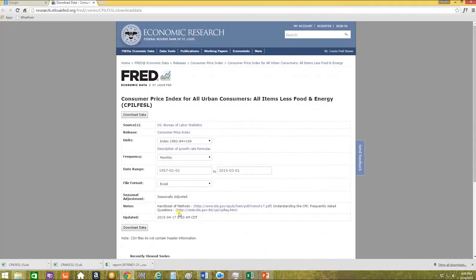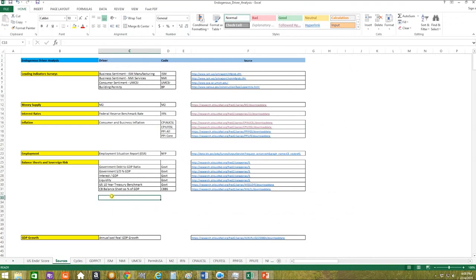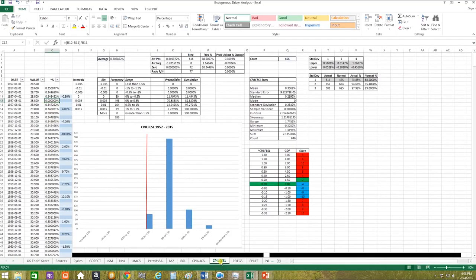Now if we go back over to the endogenous driver analysis spreadsheet, the one we want is the X food and energy, so CPIL FESL. You can see here we have our columns in a similar format, a similar setup to earlier. We have our date going up in increments of months. We have our CPI X food and energy value. We have our percentage changes, and we have our real quarterly GDP stats on an annualized basis.